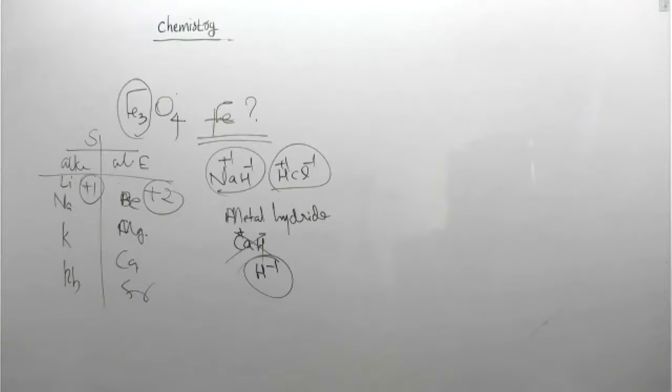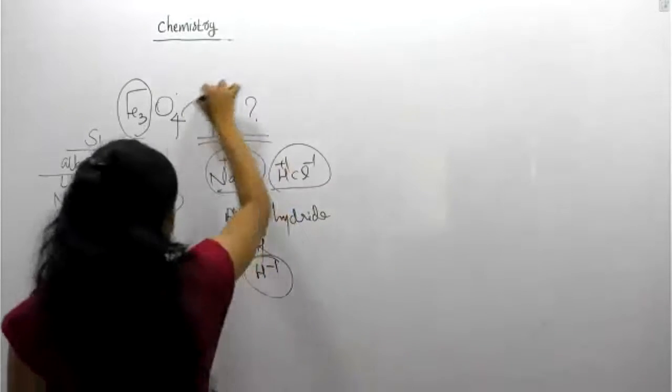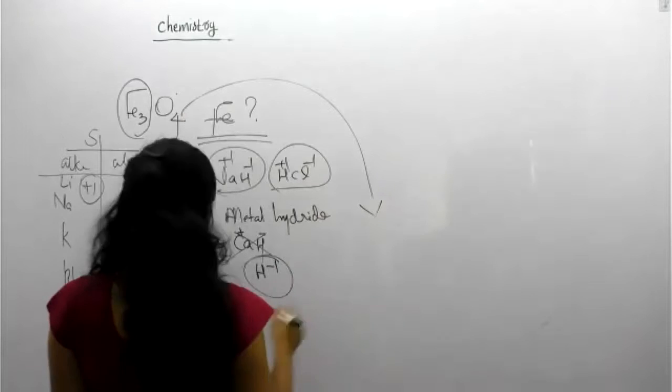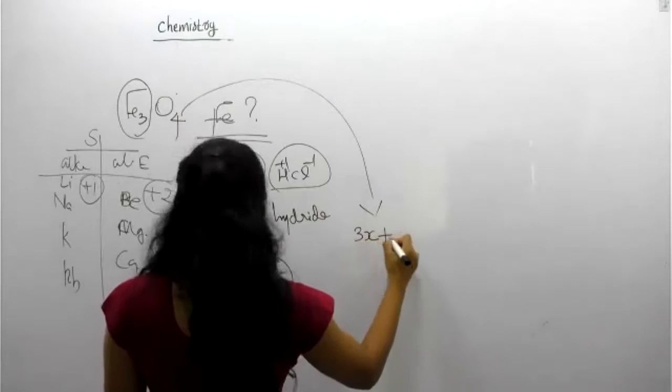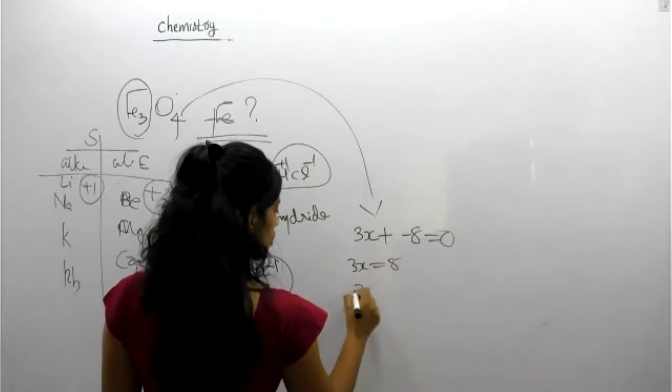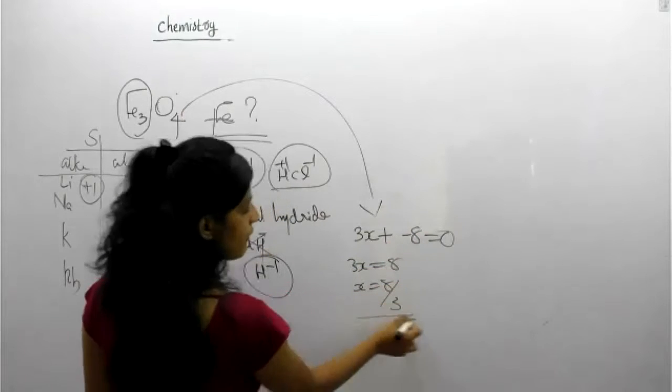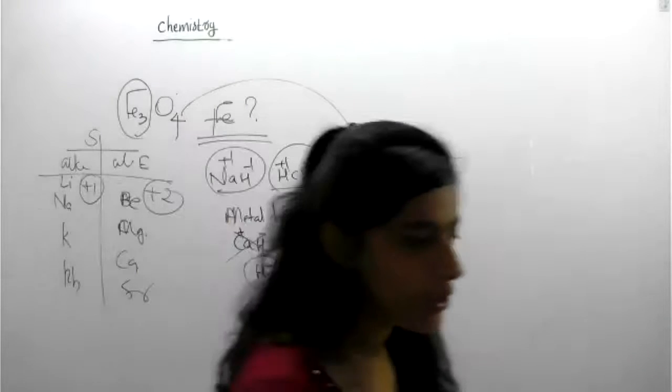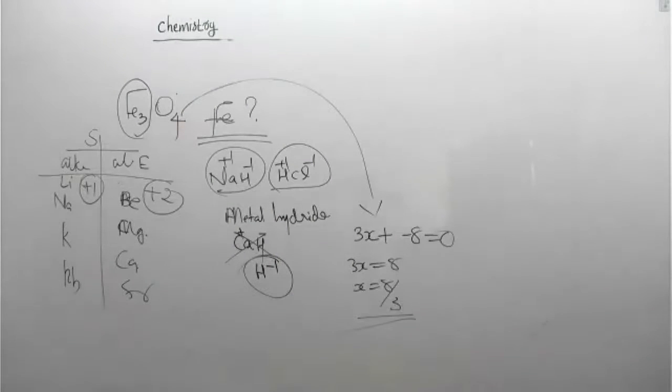Yes, Sayali, right, 8 by 3. Why 8 by 3? Let's check. Here, Fe3, so 3x plus 8 is equal to 0. So 3x is equal to 8, so x is equal to 8 by 3. Very easy, 8 by 3. Very good, students. Next one.